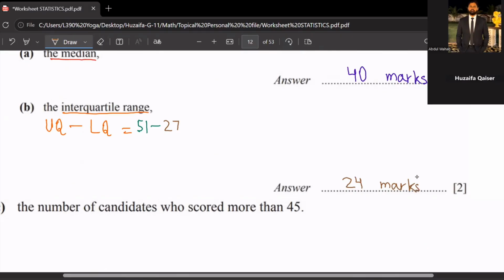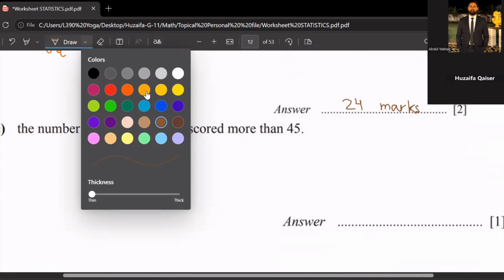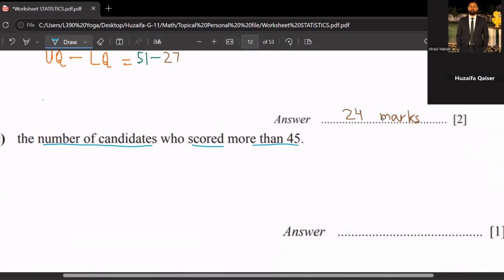Many students get confused in the last part. What is the last part? In the last part, they are saying you need to find the number of candidates who scored more than 45. Who scored more than 45. So make sure on this wording, more than 45 marks.